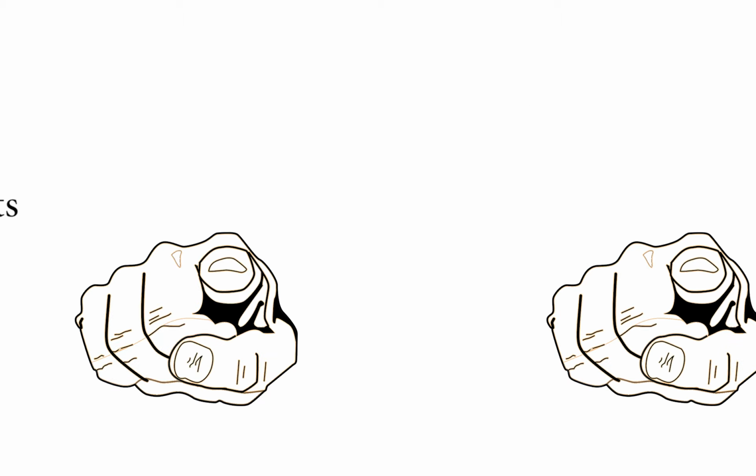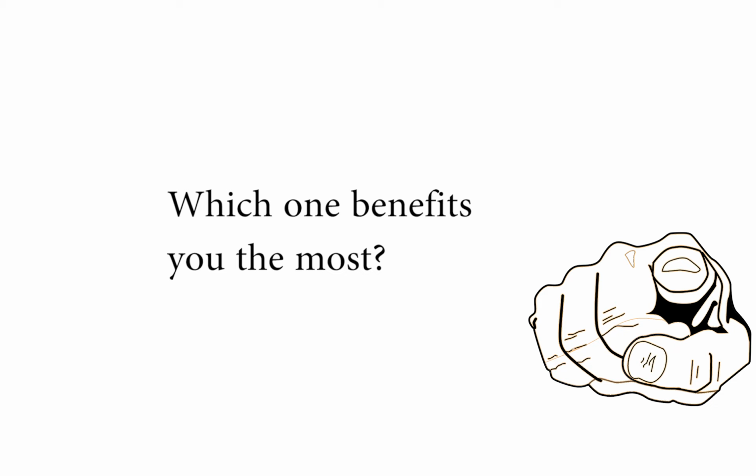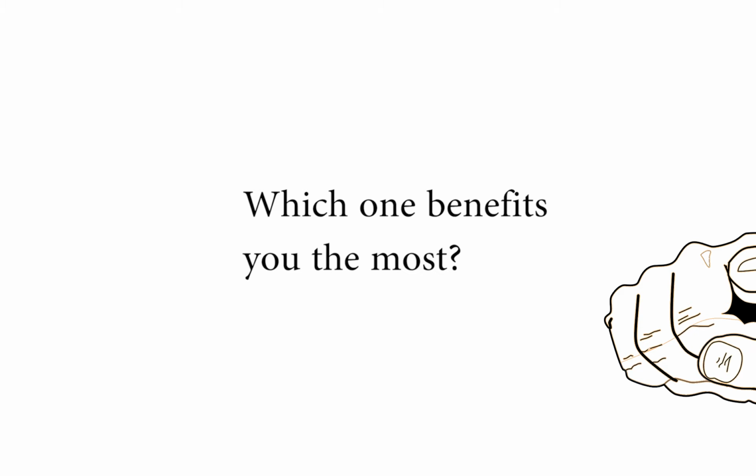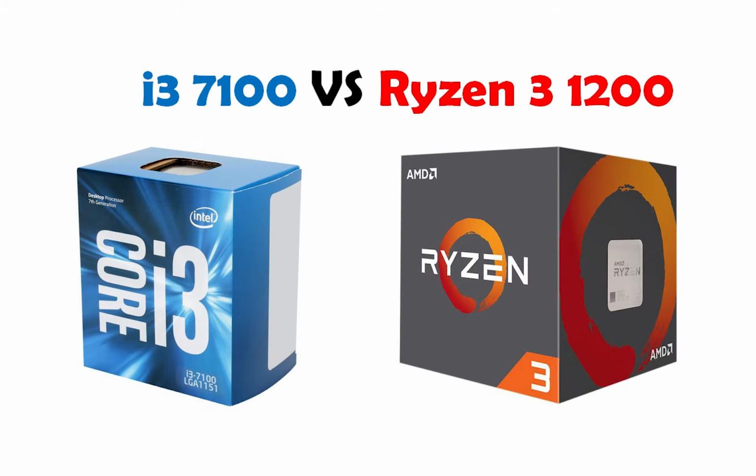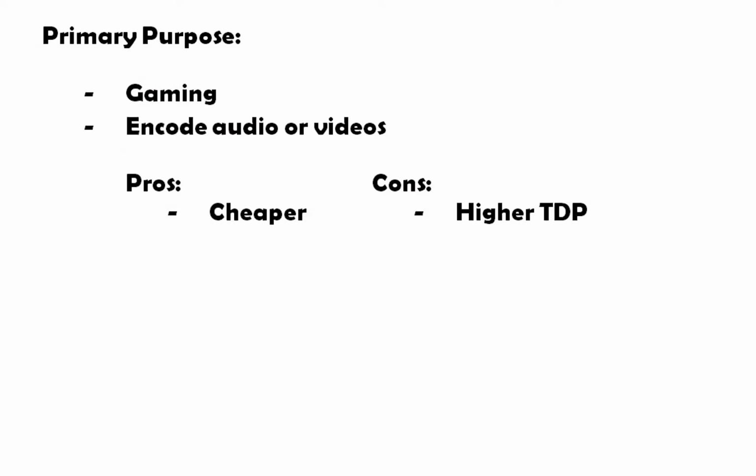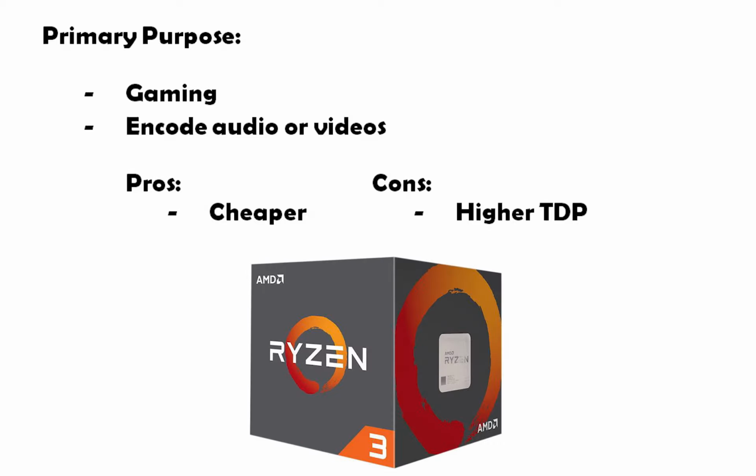To break everything down, as a consumer, you should decide which one can benefit you the most and how much you are willing to spend. Based on this result, if you're picking between the i3 7100 and Ryzen 3 1200, and if your primary purpose is to game and encode audio or videos, then you may want to consider Ryzen 3. Plus, it's a bit cheaper, but you may have to sacrifice since it has a slightly higher TDP.